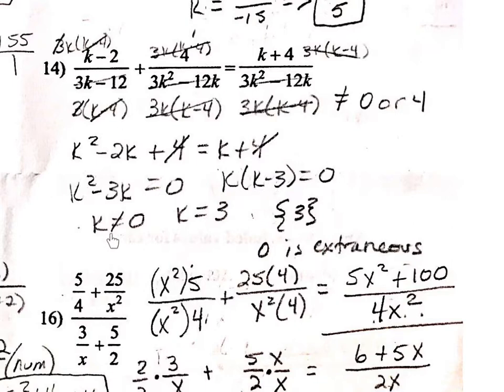Well, one of my zeros is going to be k is equal to 0, and the other zero is going to be k is equal to 3. Well, if I look back at my equation, k can't be 0, because if k is 0, then I get a 0 here in the denominator. If I plug a 0 in here for this k, this is going to equal 0. So 0 is extraneous. So we cannot include 0 in our solution set. The only answer that's going to be in our solution set is the number 3.